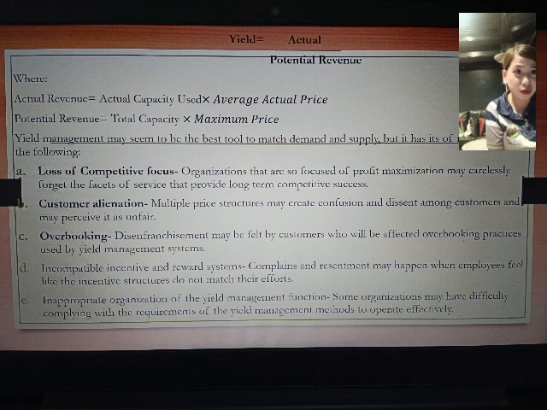Next is overbooking. Disenfranchisement may be felt by customers who will be affected by overbooking practices used by yield management systems. So we need just like the loss of competitive focus. Sige let era pangarawat, magbook, but an era service isn't enough anymore.